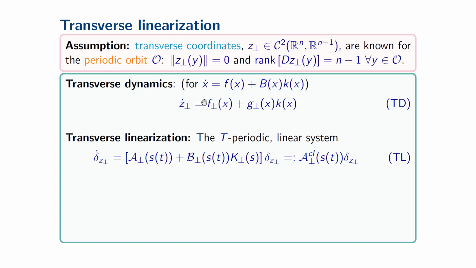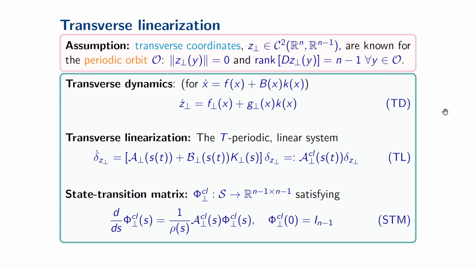Now we linearize these transverse dynamics about the orbit in question, from which we get a T-periodic linear system of this form. And for this, we do not necessarily need to compute it, but we denote the state transition matrix, or the fundamental matrix of the system, by this Phi. And then we utilize this time scaling function we introduced in previous videos to parameterize it in terms of the variable s.